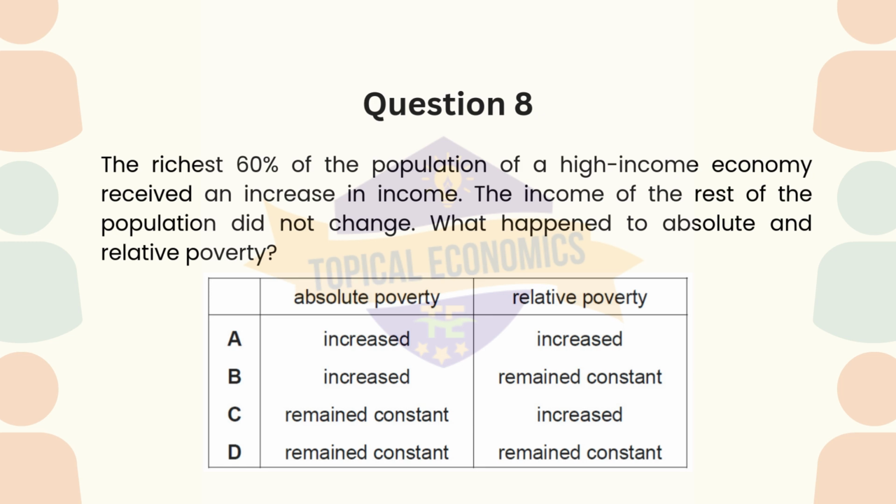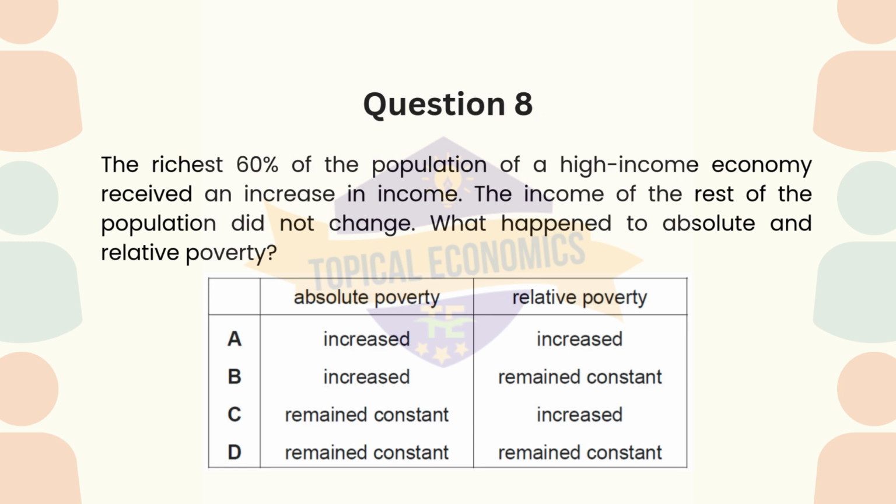Option C, absolute poverty remained constant, relative poverty increased. This is correct. Here, let us understand absolute poverty refers to a fixed level of income that is necessary to meet basic survival needs. Since the income of the poorest individuals did not change, absolute poverty remains constant.